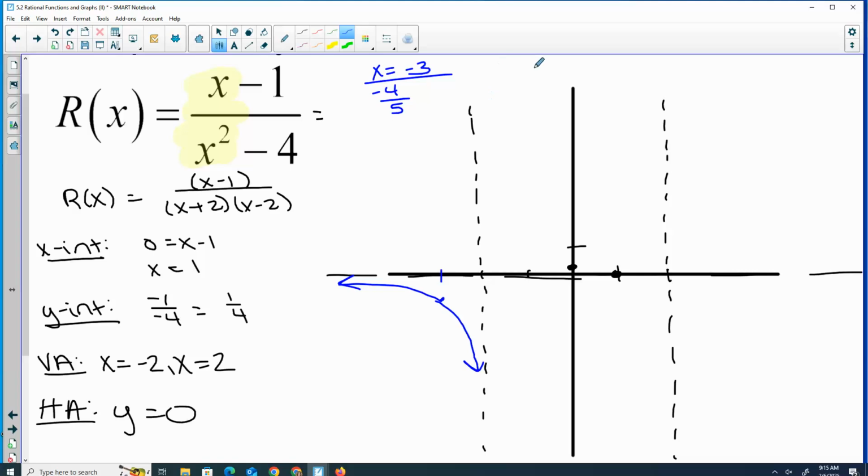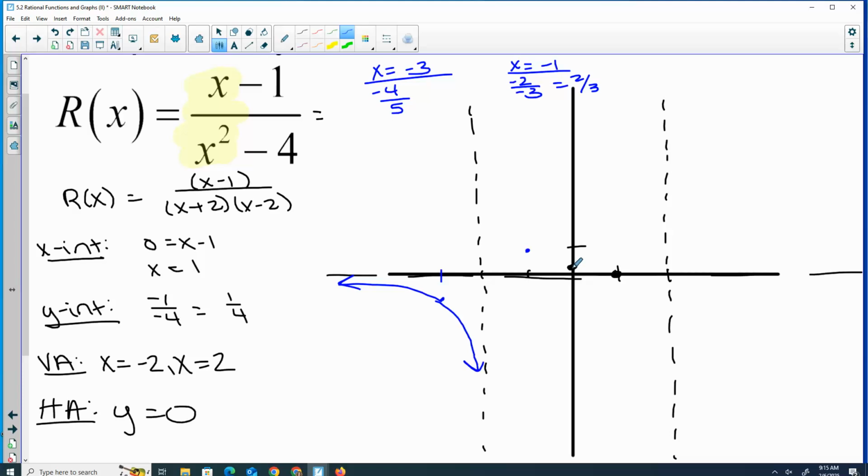All right, let's figure this out here. If I put in like a negative 1, negative 1 minus 1 is negative 2. Negative 1 squared is 1, minus 4 is negative 3. So negative 1 gives me a positive 2/3.